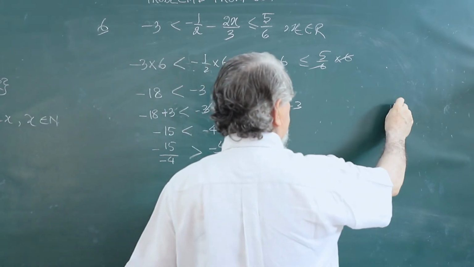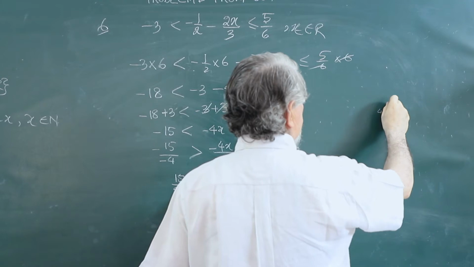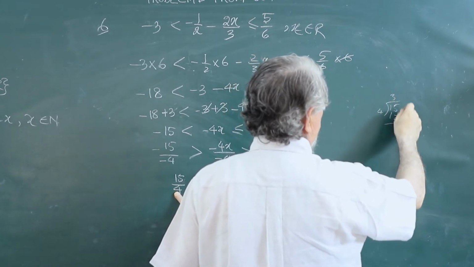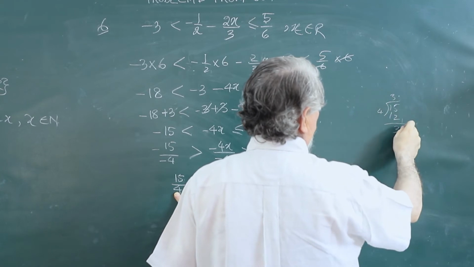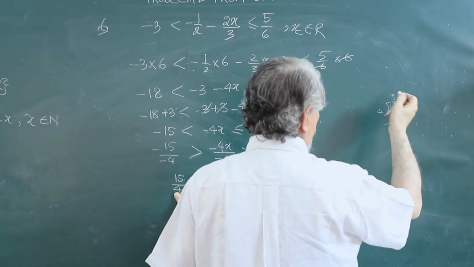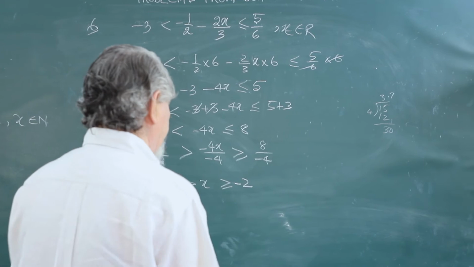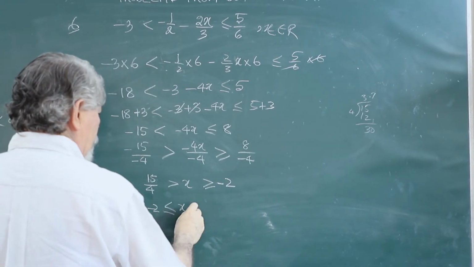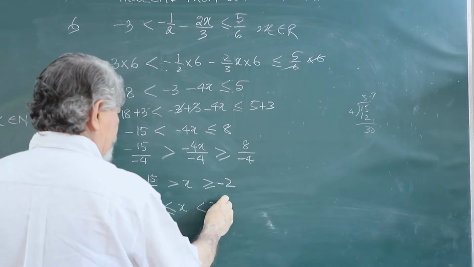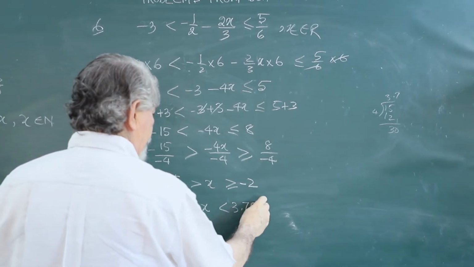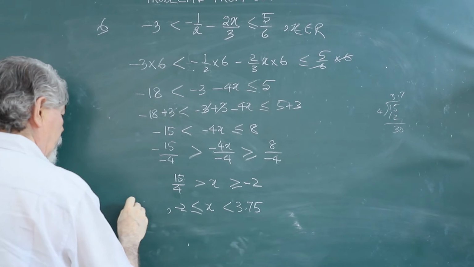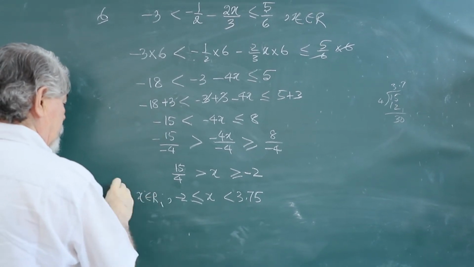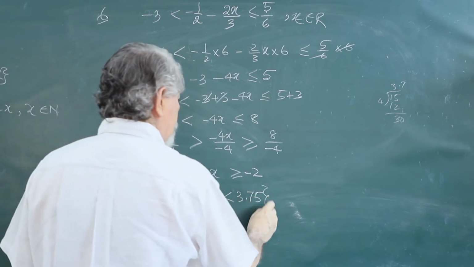15 upon 4 means 4 3s are 12 and 3 remaining, 4 7s are 28, 4 5s are 20, so 3.75. So x is actually greater than or equal to minus 2 and less than 3.75, and x belongs to R. This is your solution set.